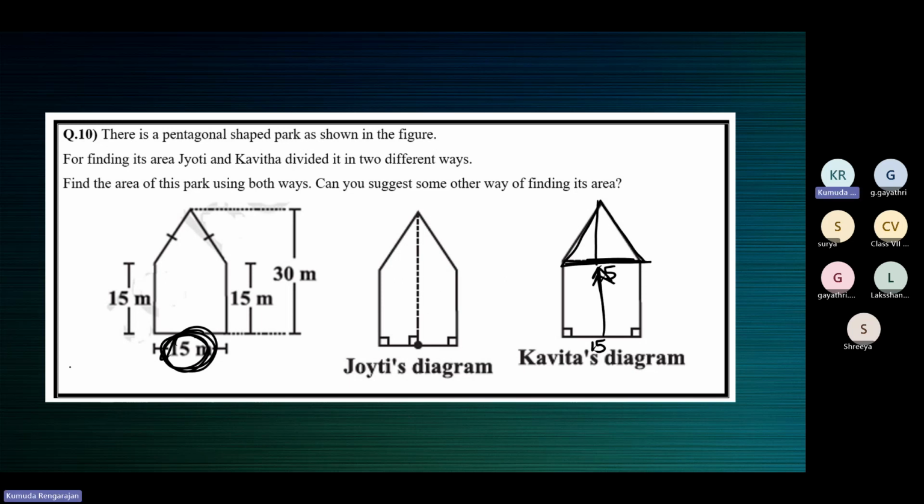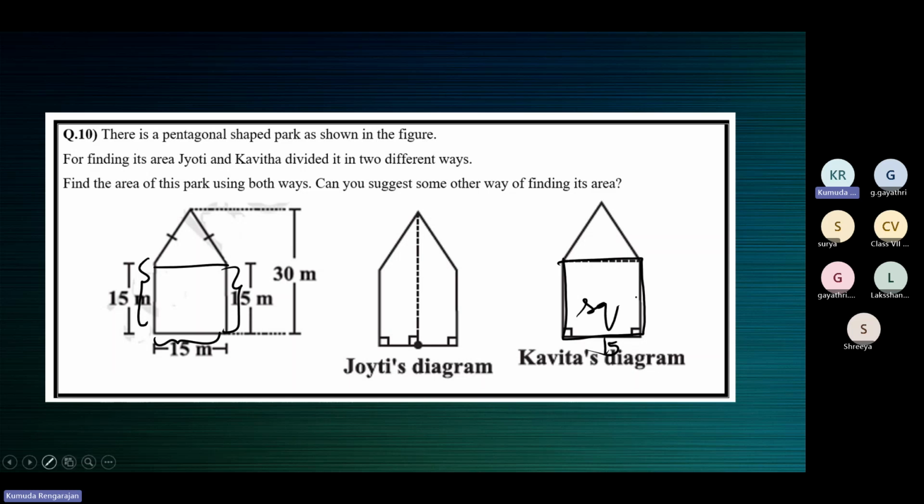And the below thing is a square. This one is a square, because you can see all sides are equal. This is 15, it's given here. So this one is a square. What's the formula to find the area of a square? Side into side. 15 into 15.